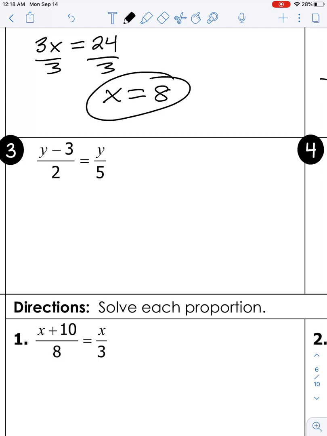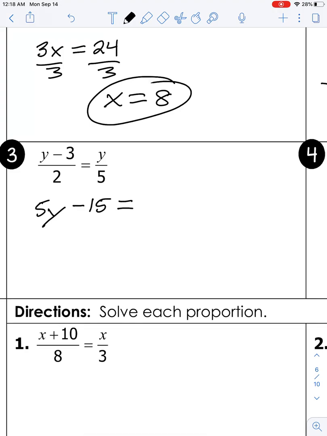So now, number 3. Again, we're going to cross multiply. I'm going to cross multiply the 5 and the y minus 3. So 5 times y is 5y. 5 times negative 3 is negative 15. Remember, when you cross multiply, if there's two things up there, you have to multiply it by both of them. And then on the other side, what I've got is 2 times y, which is 2y.